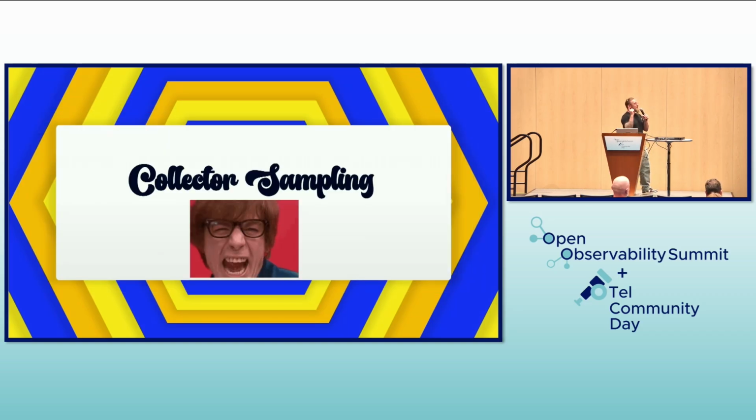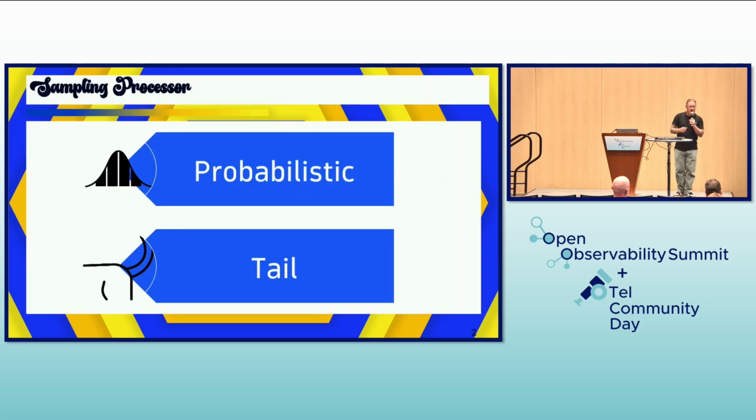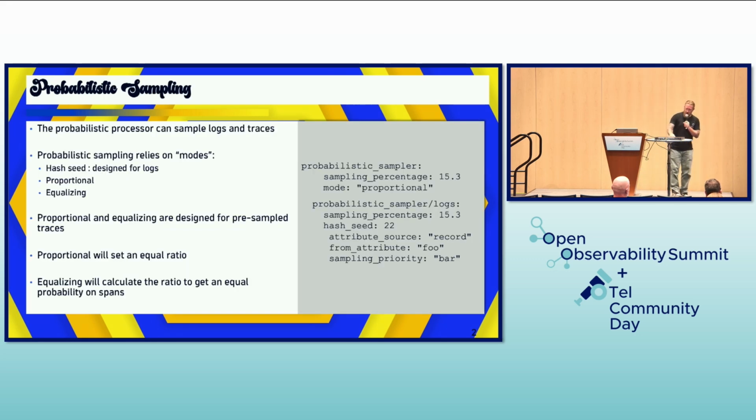Now we have the collector sampling. Collector sampling has 2 kinds. One is probabilistic sampling, and the other one is tail sampling, where you basically take entire traces, store them, and make a decision out of that. So let's look at it. Probabilistic sampling is basically where you can sample traces and logs, and the algorithm applied will be based on the mode.